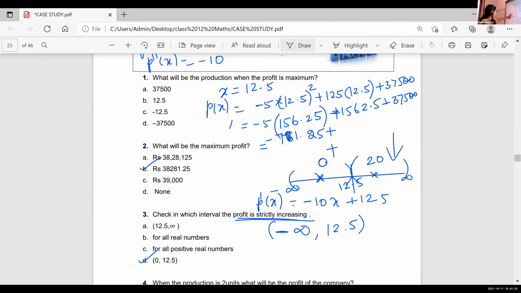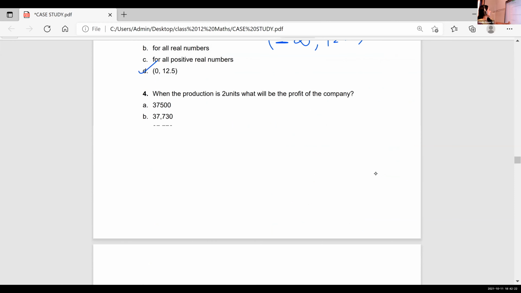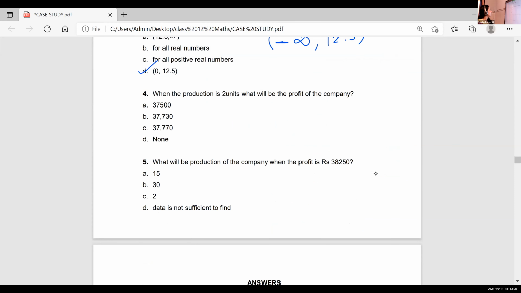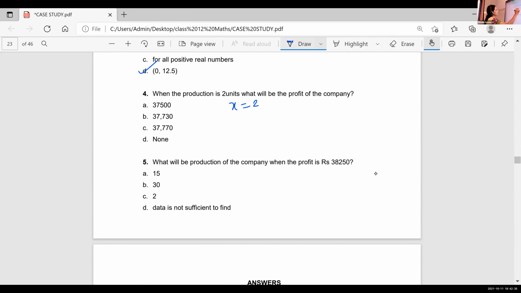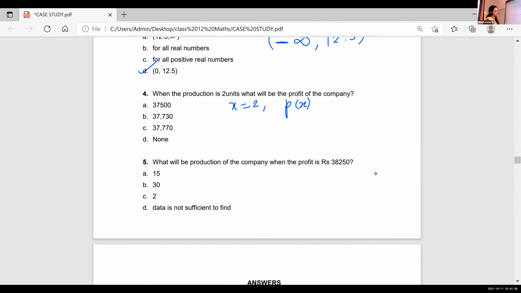Now try the next one. When the production is 2 units, what is the profit of the company? When the production is 2 units, that means when x is 2, isn't it? When x is 2, find out what is P of x.